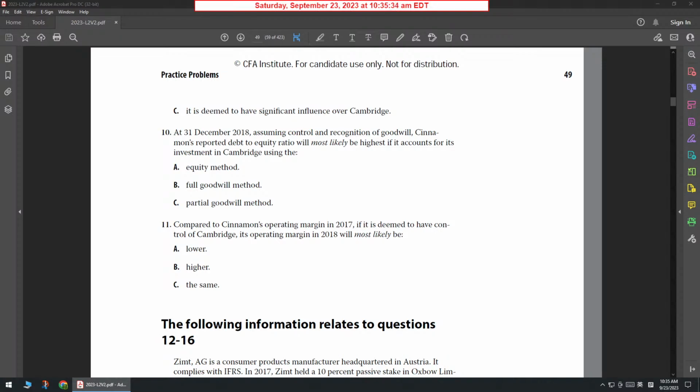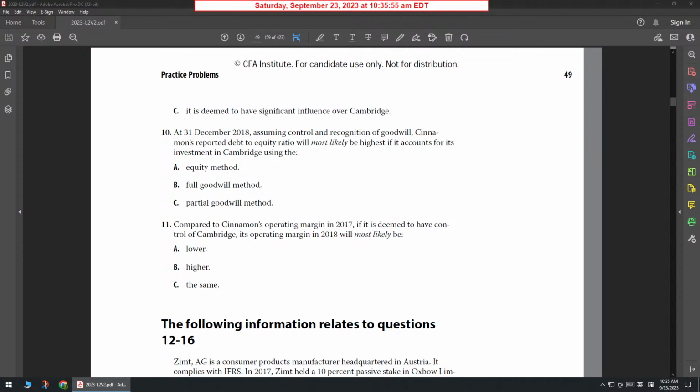Well, we don't need to read yet. Let's keep going until we have to go read. In 2018, Cinnamon's net profit margin would be highest if it is deemed to have control of Cambridge. It had not increased its stake in Cambridge. It is deemed to have significant influence over Cambridge. Well, B is saying if it had not increased its stake in Cambridge. The higher the stake, the greater the share of the profit. So I think we can get rid of that one.